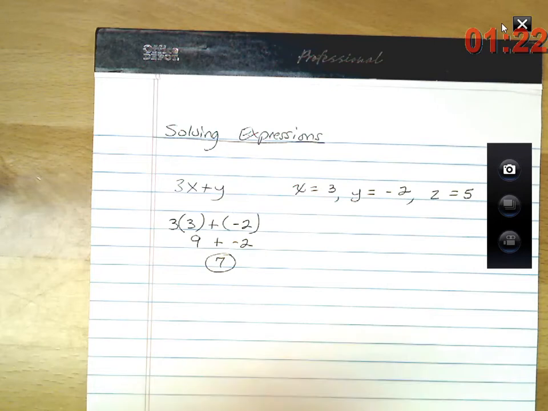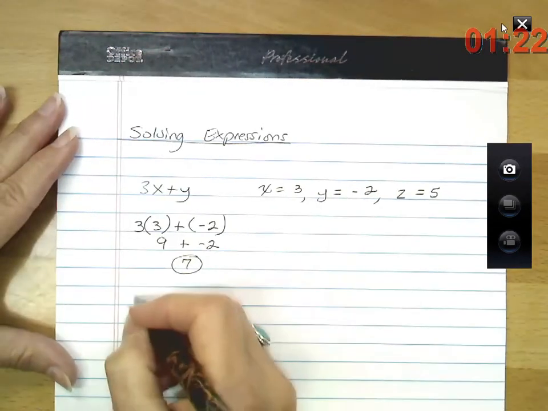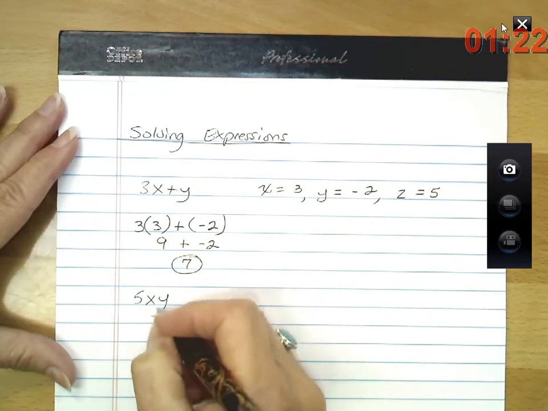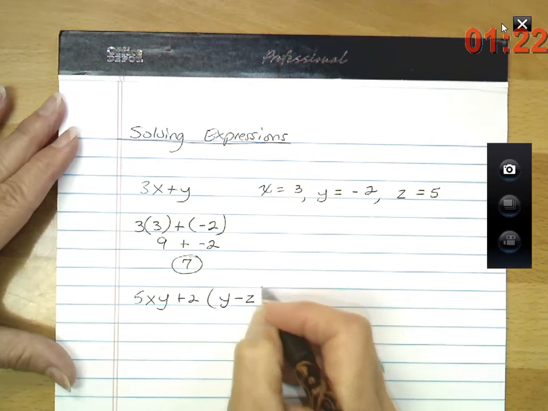Okay? If we have something like this one, 5xy plus 2 times y minus z.